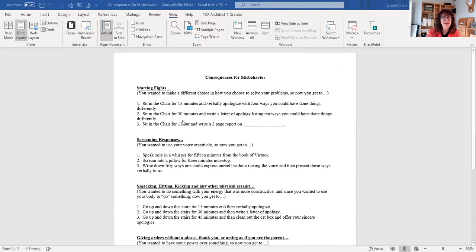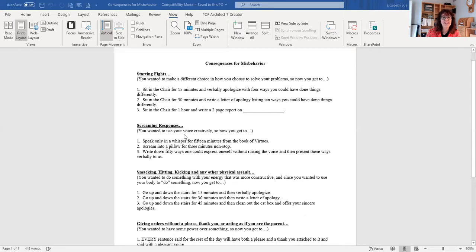Now, that 30 minutes, 15 minutes, it could be like 5 minutes, it could be 6 minutes, but it's enough time for them to get over themselves and actually think of how can I solve this problem, because I don't really like sitting in this chair. Sit in the chair for an hour and write a 2-page report on. Now, obviously, you wouldn't do that with a 7-year-old, okay?